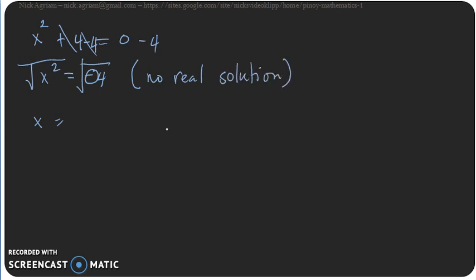In your future studies in mathematics, you will be discussing imaginary numbers and complex numbers. Then you will come back to this idea that if the number under the square root symbol is negative, then we have no real solutions, I should say.